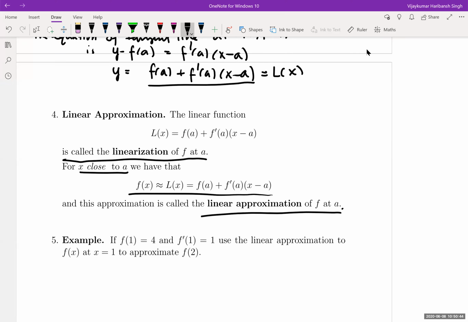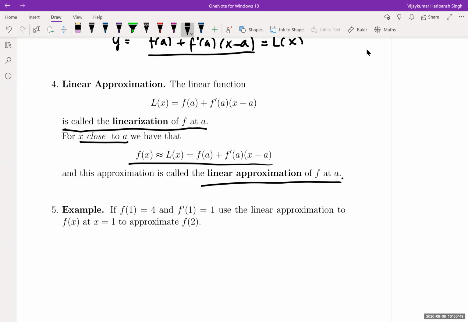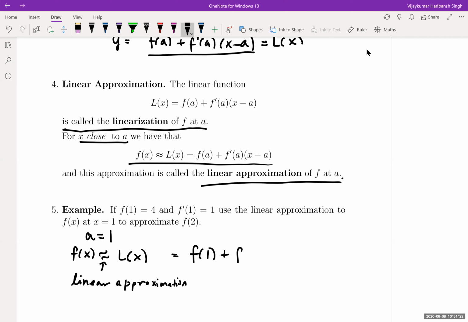Now let's read this. f of 1 is 4, f prime of 1 is 1. Use linear approximation of f at x equals 1 to approximate f of 2. So here a is equal to 1, right? We have f of x roughly equal to L of x. This is the linear approximation part, right? You're approximating f of x by this linear function, hence the name linear approximation. And that is equal to f of 1 plus f prime of 1 times x minus 1.